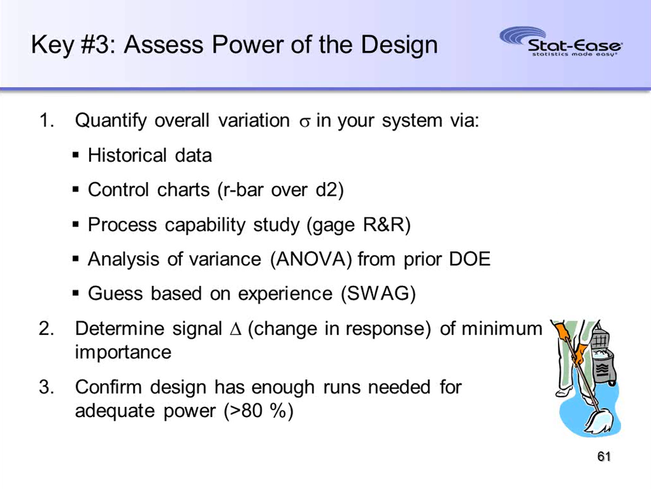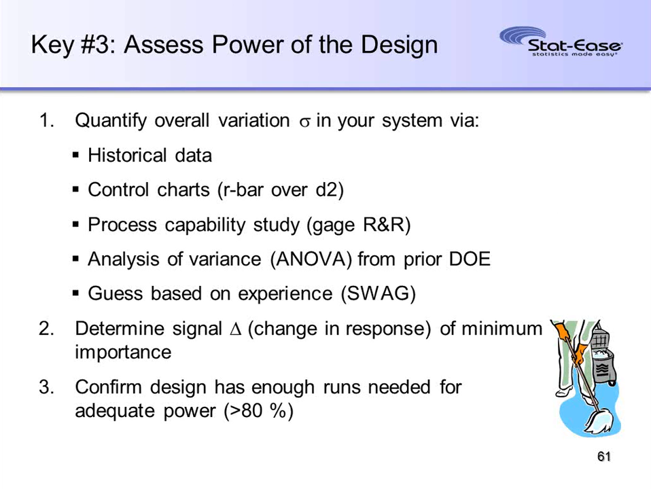Assess the power of your design. Get a good estimate of the standard deviation of each of your responses. You can use historical data. You can use control charts. You might be doing a process capability study. You can look at the data from a prior experiment that's been done. Or one of the options that I use very frequently is a SWAG, which is, in my terms, a scientific wild-ass guess. Just a reasonable guess as to what the standard deviation is. It doesn't have to be perfect, just a decent guess.